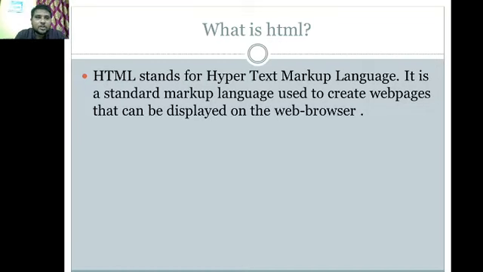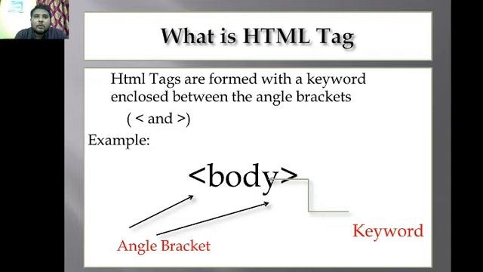So when we talk about HTML, we talk about HTML tags. What is an HTML tag? HTML tags are formed using keywords enclosed between angular brackets. If you look at this slide, you will see there is a less than sign and a greater than sign, and in between them there is a word known as body. Body is a keyword. It does some particular task and it is enclosed with the less than sign and the greater than sign, that is the angular brackets. This whole thing is known as an HTML tag. These tags are used to design web pages.